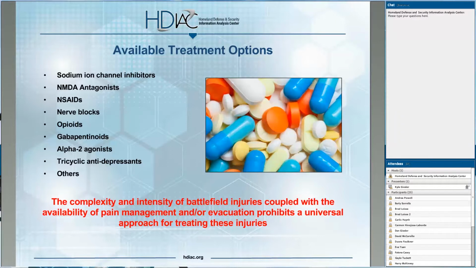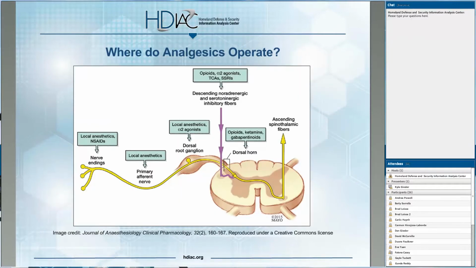When it comes to where in the body these particular analgesics operate, that ultimately depends on the kind of pain that's being treated.